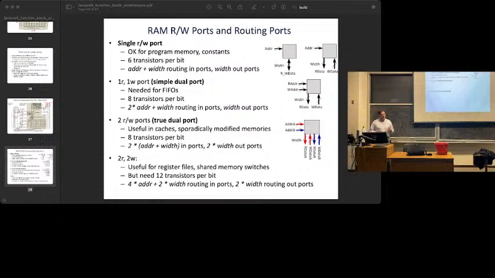Okay, so what's that used for? So I'll go back to you. So what do you think that was used for? Yeah, so this is the perfect case for FIFO.